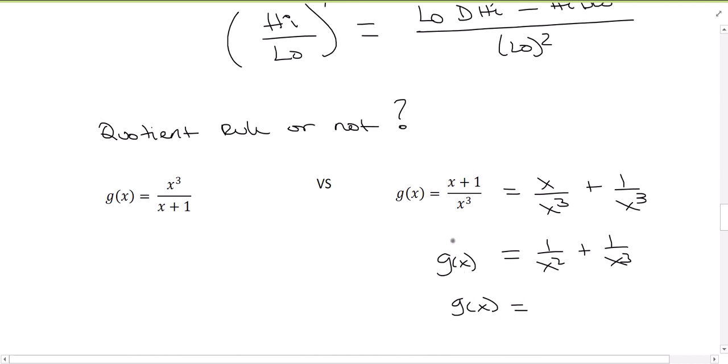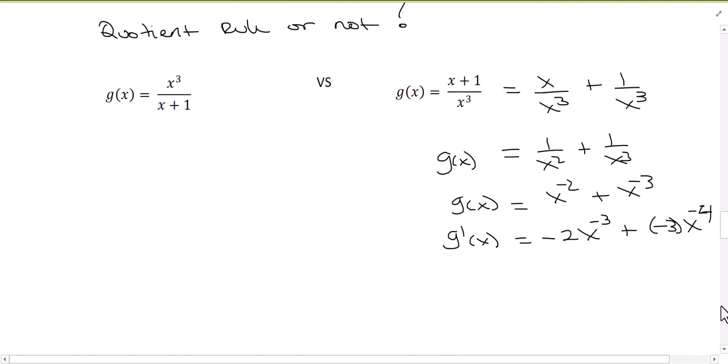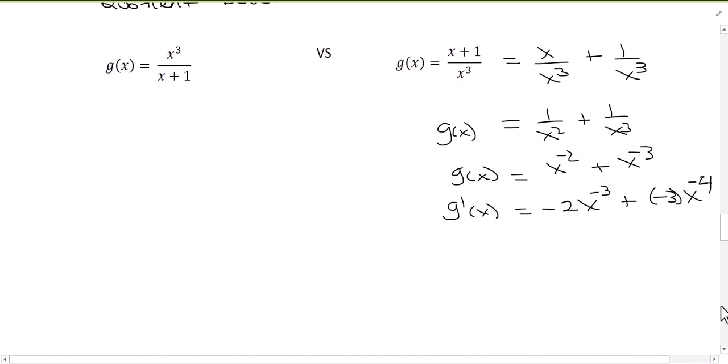Notice I'm not taking the derivative, I don't have primes yet. So this is x to the minus 2 and x to the minus 3. And now I would take the derivative: minus 2x to the minus 2 minus 1, so minus 3, plus negative 3x to the minus 3 minus 1, so minus 4. So this will be our derivative. Of course, you want to write it nicer without the negative exponents, and you may even get a common denominator if you want to continue to simplify.